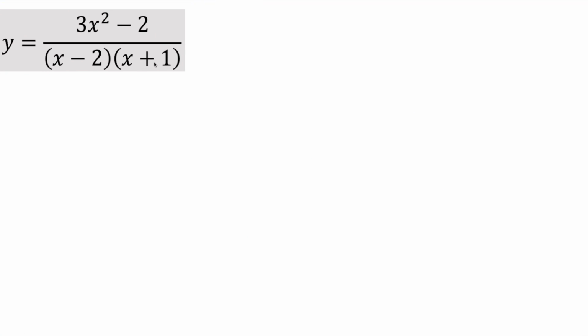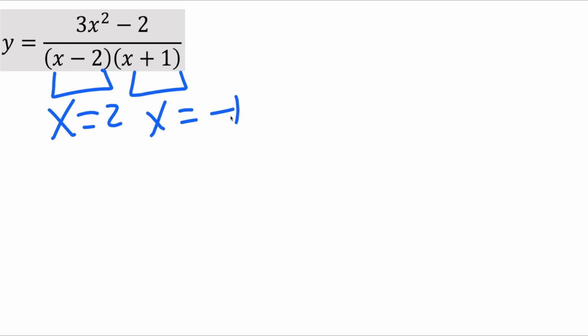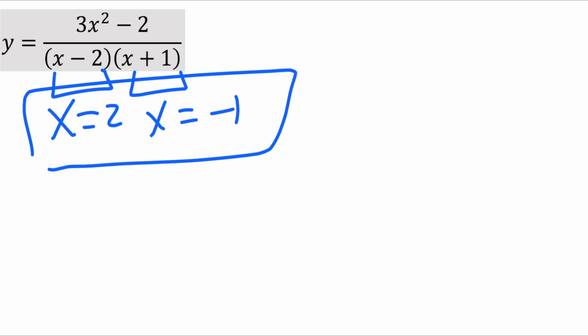Actually, we're going to do one more problem after this one because I want to mention an important property. But this one, same idea. How do we make the denominator 0? If x is equal to 2, we get 0. And if x is equal to negative 1, we get 0. So these are our vertical asymptotes. So we're going to do one more problem.